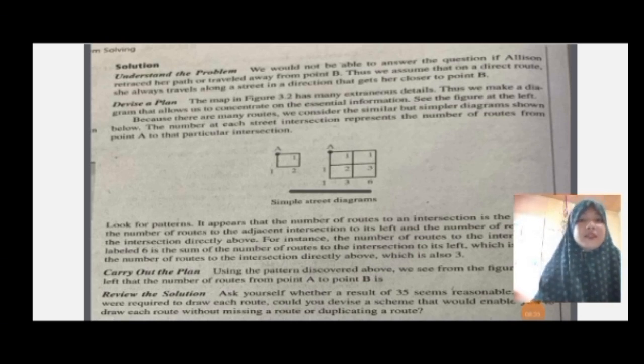And devise a plan. The map in figure 3.2 has many extraneous details. Thus, we make a diagram that allows us to concentrate on the essential information. See the figure at the left. Because there are many roads, we consider the similar but simpler diagram shown below. The number at each street intersection represents the number of roads from point A to that particular intersection.